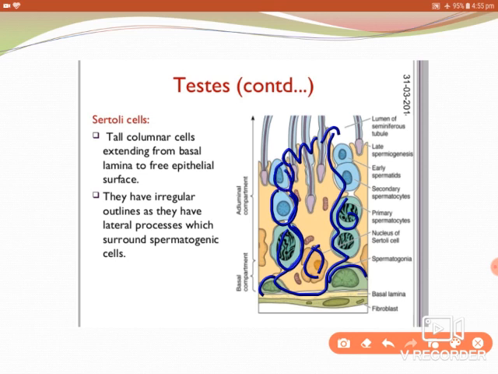Then in the apical part they give support to the spermatozoa. Here you can see the sperms. There will be head, body, and tail. So that's about the spermatogenic cells and the Sertoli cell. This one is the Sertoli cell. Then in between, in the interstitial connective tissue, we'll get the Leydig cells.